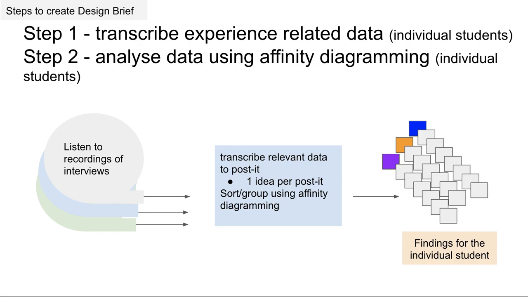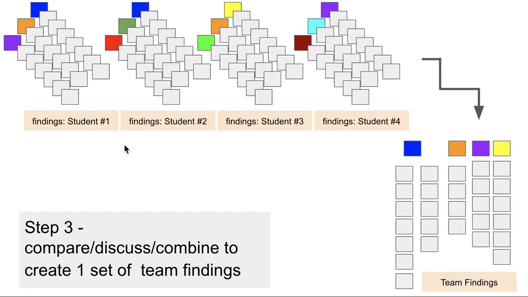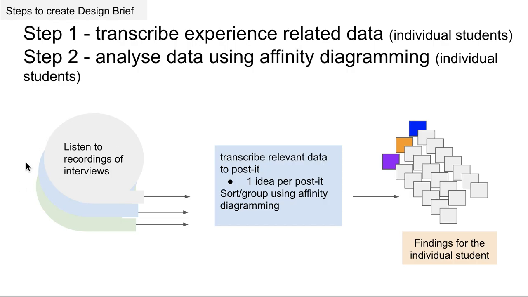So just like the previous video recording about persona, I'm going to go through some brief steps about how you do that. For step 1, individually, you transcribe your experience-related data. This is basically what I also stated in the affinity diagramming video. Individually, you listen to your recordings of the interview, but you listen to the sections about the experience, not so much the personal information. So you listen to the part in which you ask questions about the experience of your interest.